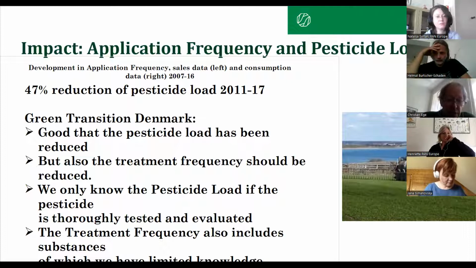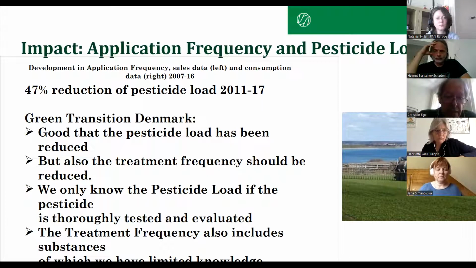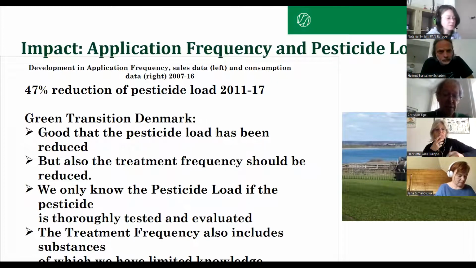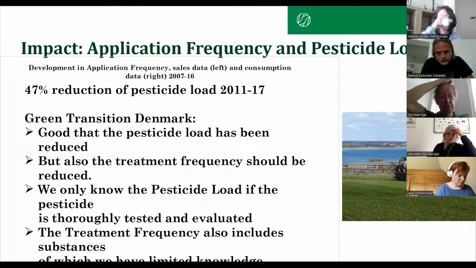Then I'll tell you our conclusions in my NGO, Green Transition Denmark. They were that it was a good thing that the pesticide load was reduced. So we did not see this indicator as counterproductive, as I understand that you, Helmut, see the Commission proposal as counterproductive. But on the other hand, our opinion is that Denmark should have kept the treatment frequency as an additional indicator together with the pesticide load indicator.